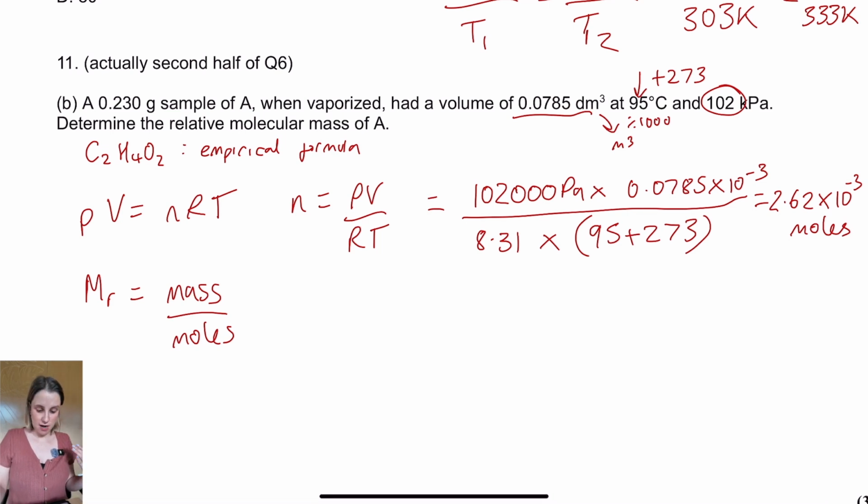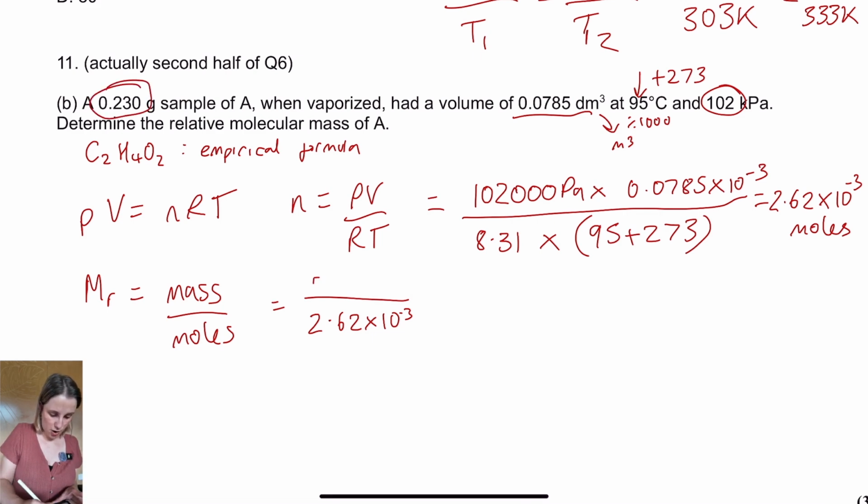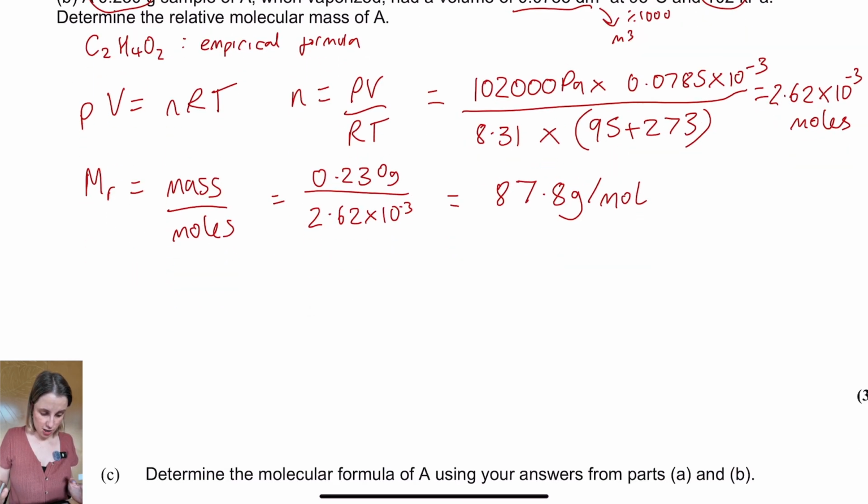So then we can use that in our subsequent equation. So the moles is 2.62 times 10 to the minus 3. And then the mass, assuming that's in the question somewhere, is 0.230 grams. And this overall gives us a relative molecular mass of 87.8 grams per mole, which is kind of cool.